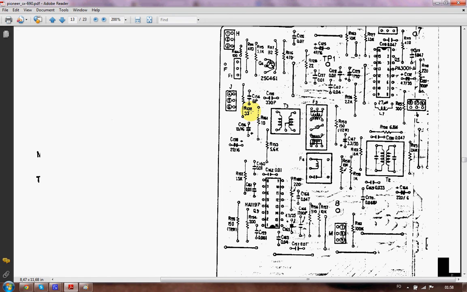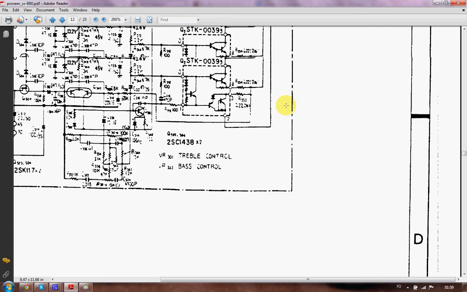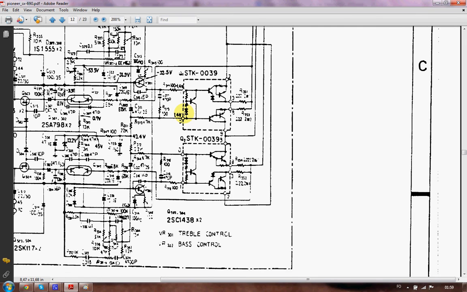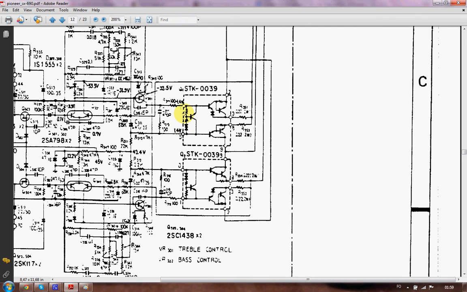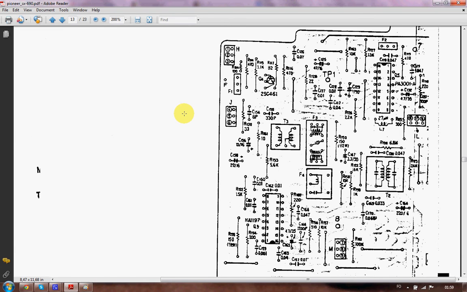So you can compare the name of the component on your schematic of the circuit board to the name of the component on the schematic, the electronic diagram. So it can be time consuming and frustrating, but it does work.